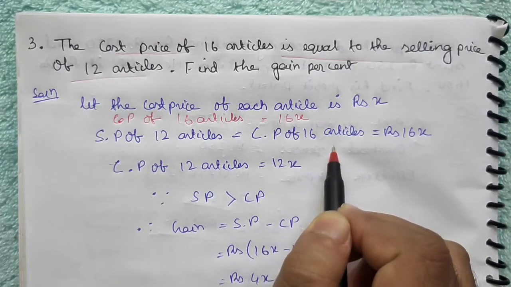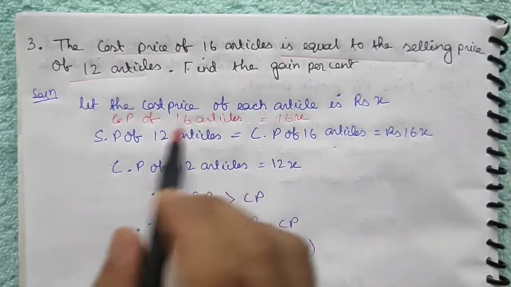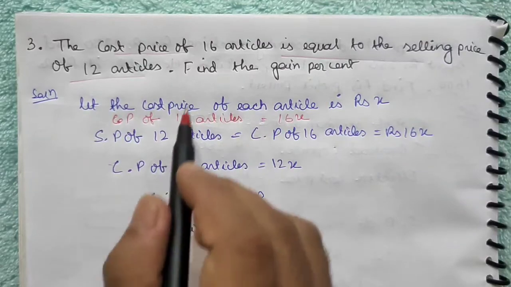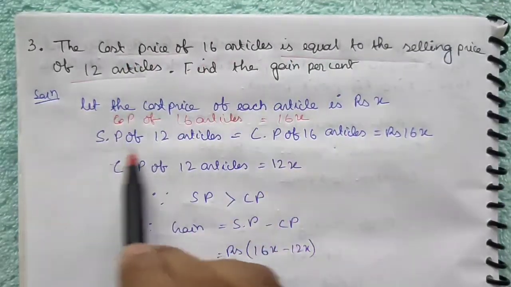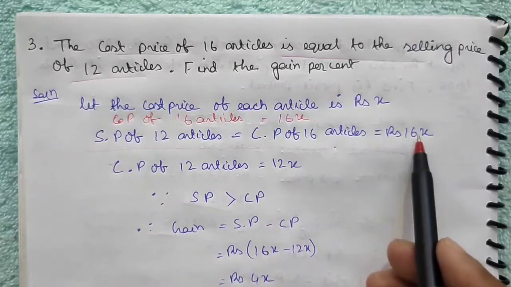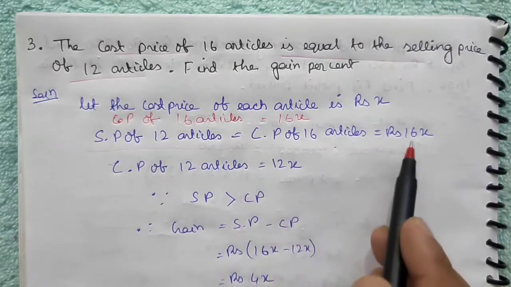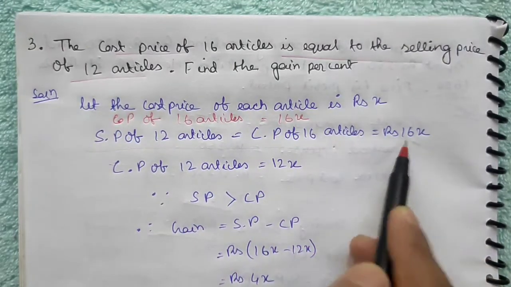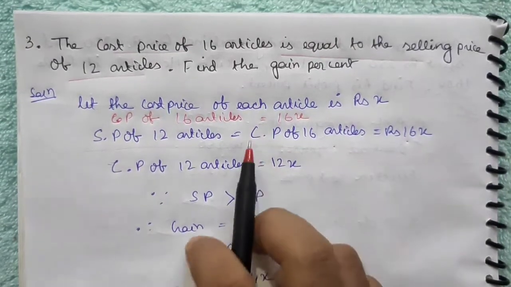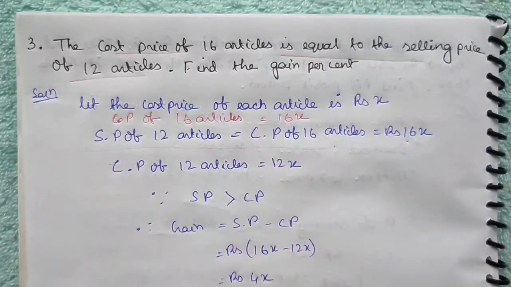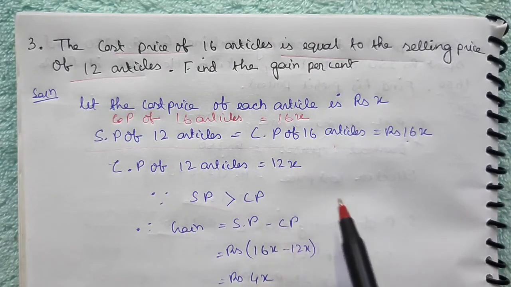Up to this clear? Cost price of 16 articles is 16x. According to the question, SP of 12 articles is equal to the cost price of 16 articles, so we have written this line: equal to rupees 16x. That is, SP of 12 articles is 16x. Now the cost price of 12 articles will be how much? 12x, isn't it? As the cost price of one article is x, the cost price of 12 articles will be 12x.